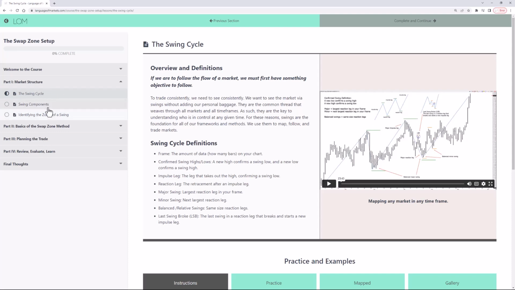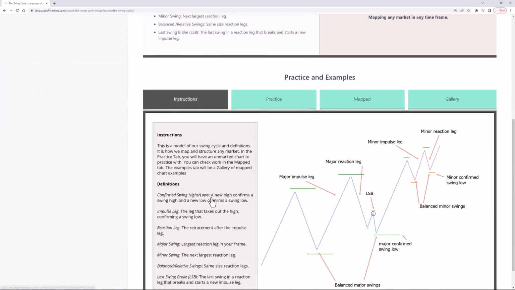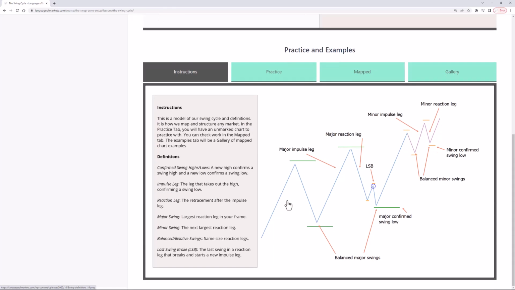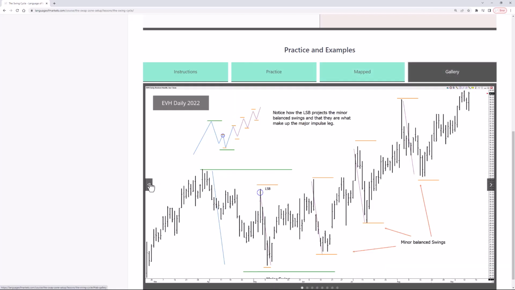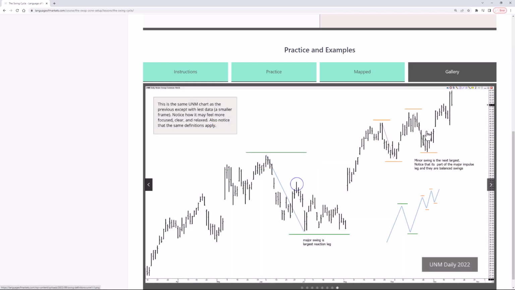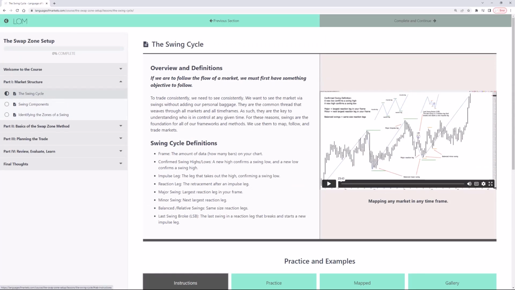In some of these modules, there'll be a gallery down here that shows what we're going to do today. We're going to learn what balance swings are. We're going to learn what minor swings are. Learn how to map all of this. And then in this part, there'll be a section for you to practice and a set of charts with some examples for you to look at, just so you can see it in different ways. So let's go over some of this.